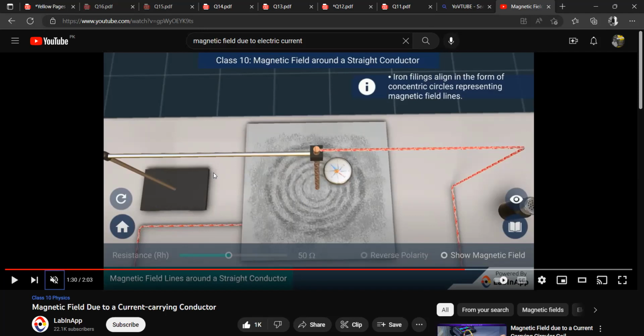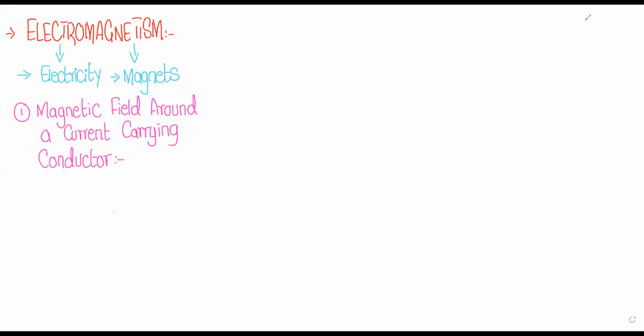Now let's see how we can identify the direction of magnetic field around a conductor, because in your exam, in your paper, we are not going to use a compass and iron filings. We need to know about the rule or some equation or formula to identify the direction of magnetic field, right?